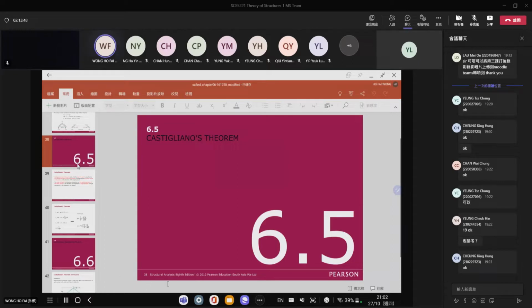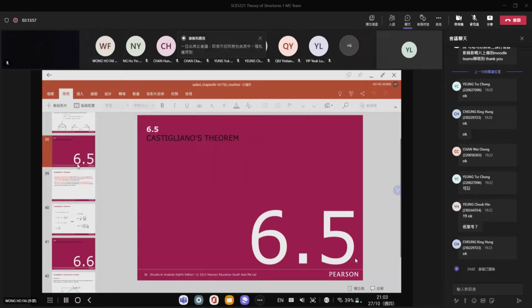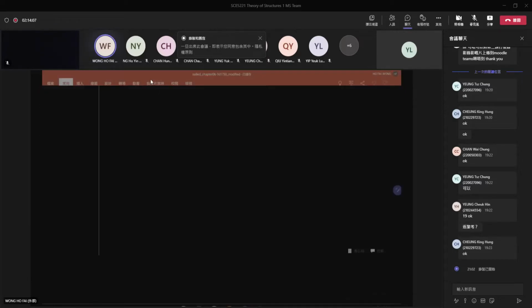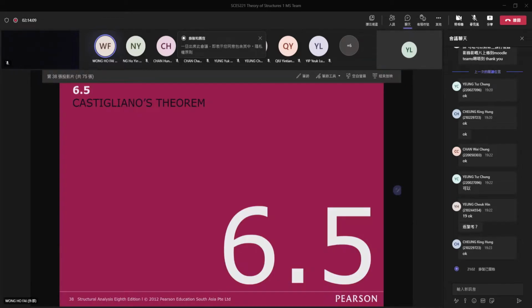Okay, then we actually need to complete the remaining parts for the deflections. Last time we mentioned the virtual work method, and then we left a method we call the Castigliano method. The Castigliano method is actually similar to the virtual work method and also the energy method.